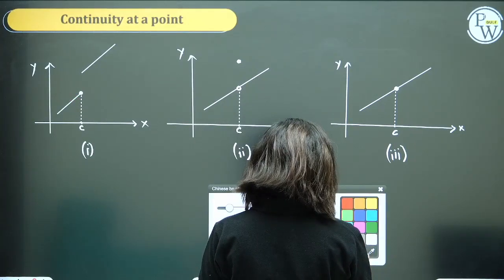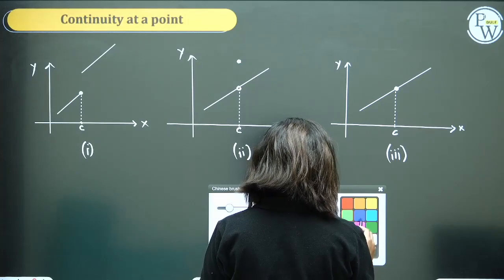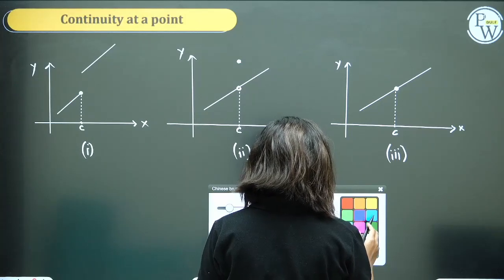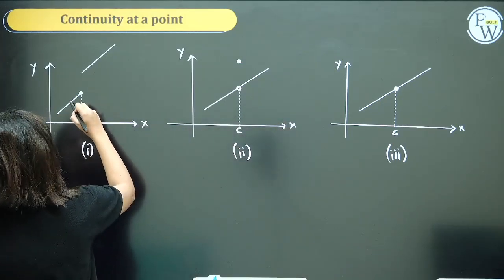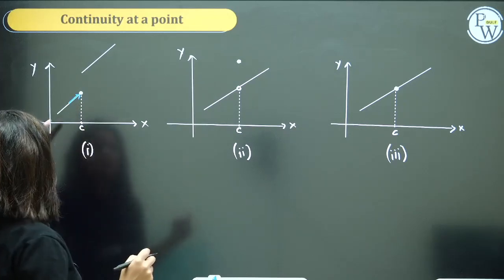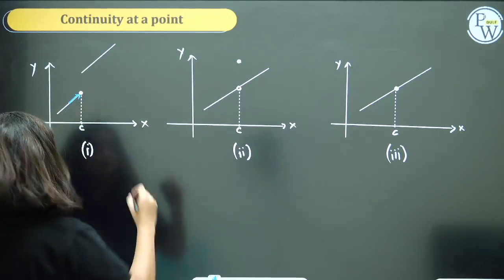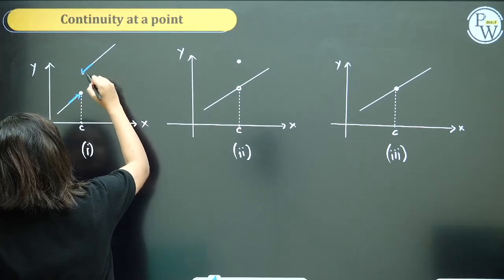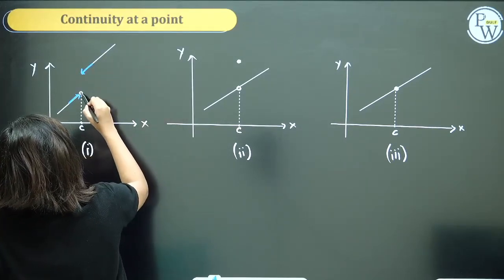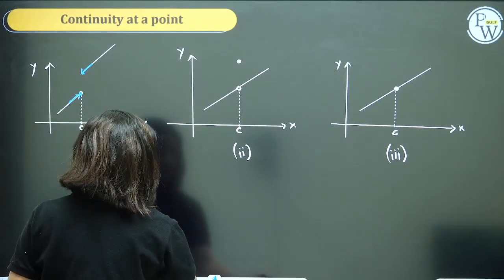I don't know, this blue will be visible. Yeah. Can you see the left hand limit? Like this. Right hand limit here. Left and right are not matching. And this dot is nothing but f of a.